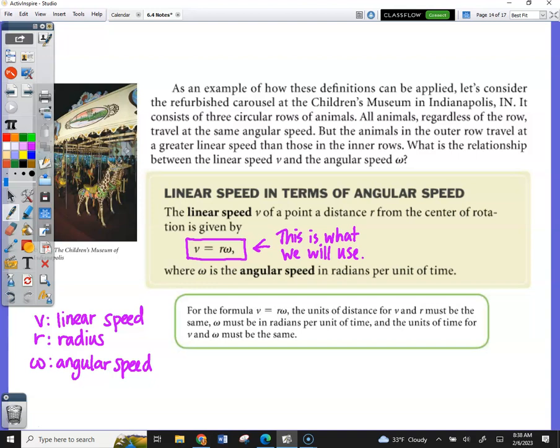One takeaway, you probably already know what's coming. You do have to make sure the units of time for both must be the same. Same units of time. They also need to be the same units of measurement.